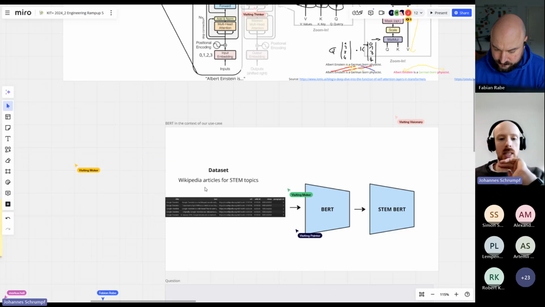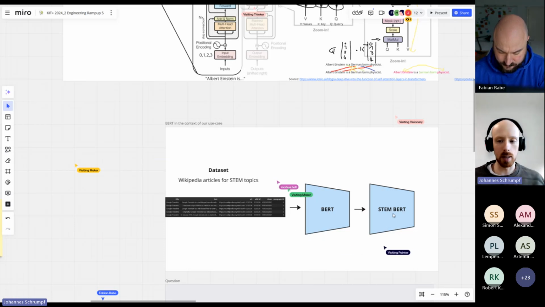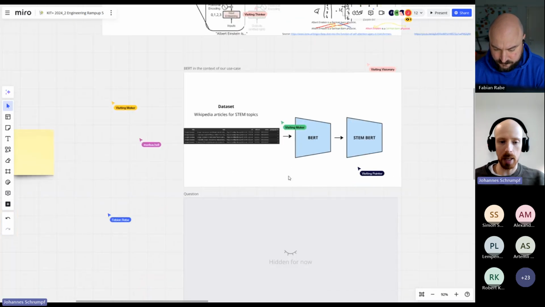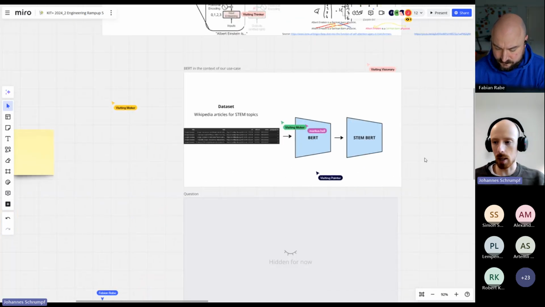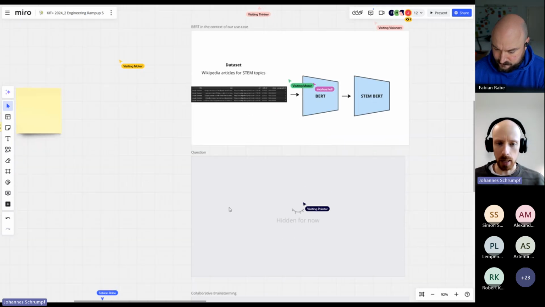All right, and this is how our dataset looks. With this dataset, we want to turn BERT into, I call it STEM BERT, or just a BERT network that is trained on STEM topics, natural sciences. And now the question becomes, how can we achieve this? How should we train a network like this?